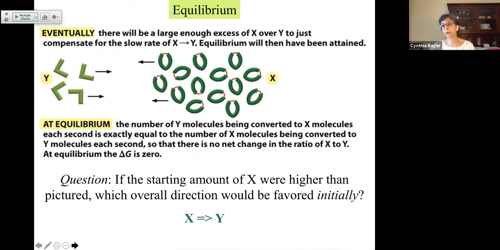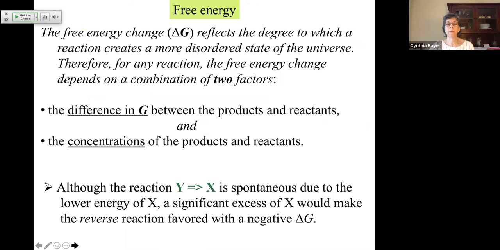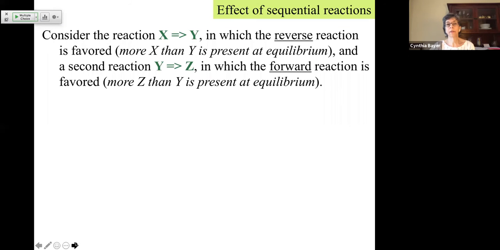So what we can do is put some of these reactions together, because in reality, in a cell, we don't have just one chemical reaction going on. We have sequential reactions and interdependent reactions. So let's consider two different reactions. X converted to Y. Now, X is lower free energy, Y has higher free energy, because at the equilibrium point, we would have more X than Y.